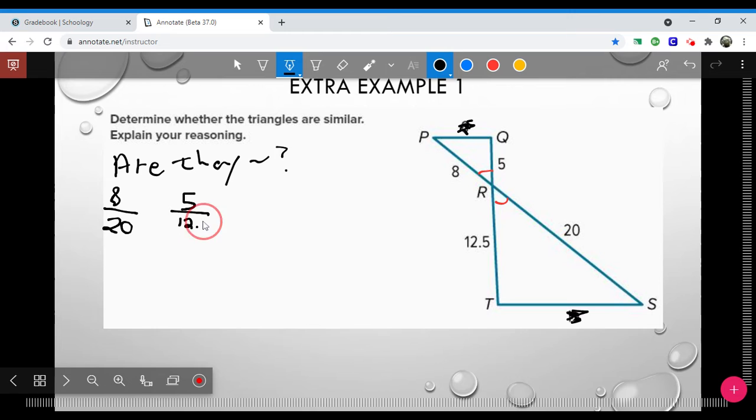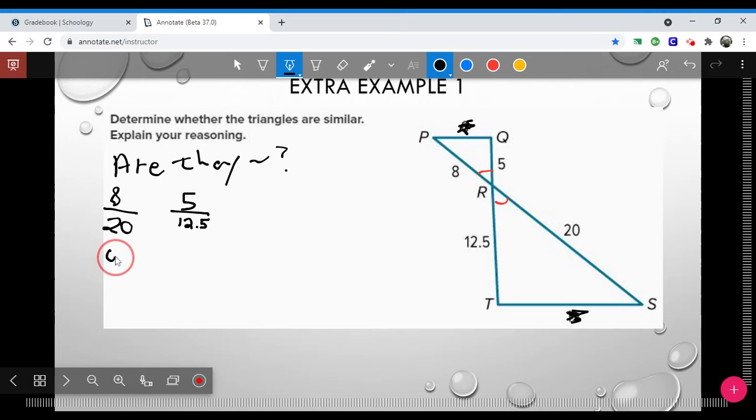Now, why 8 over 20 and not 8 over 12.5? Between these two numbers right here, 8's the bigger number. Between these two numbers right here, 20 is the bigger number. So 8 pairs with 20, 5 pairs with 12.5. And so that's the first thing. I did that in the calculator.